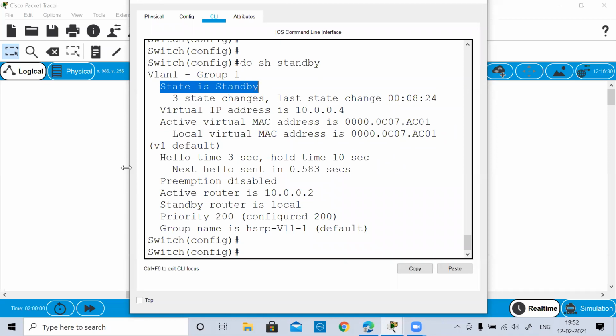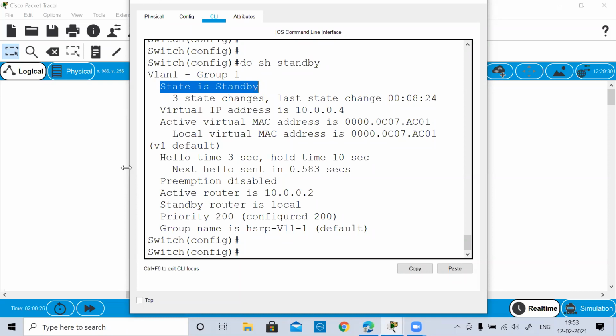Initially it will be in the listening state, because it will receive the hello packets and understand who all are there. Then it will speak, and then it will get into the active mode, and then the standby mode. The active mode is where it will act like a proper gateway, and the packets will be taken from the client and forwarded.